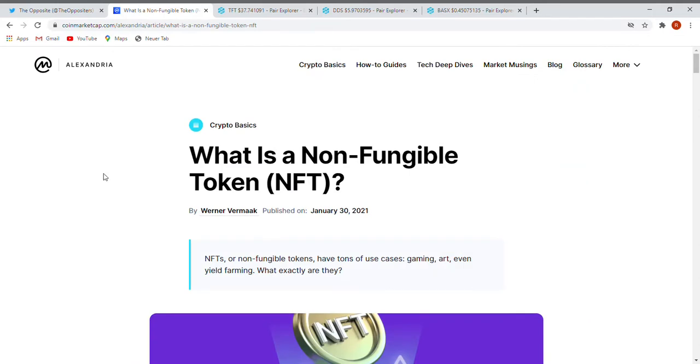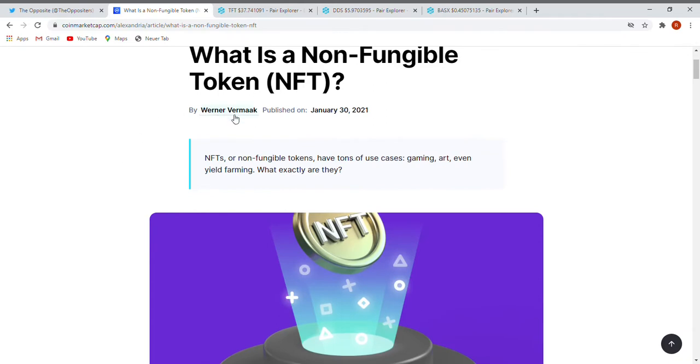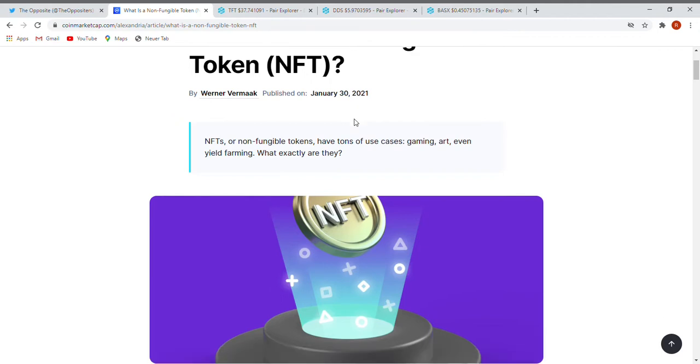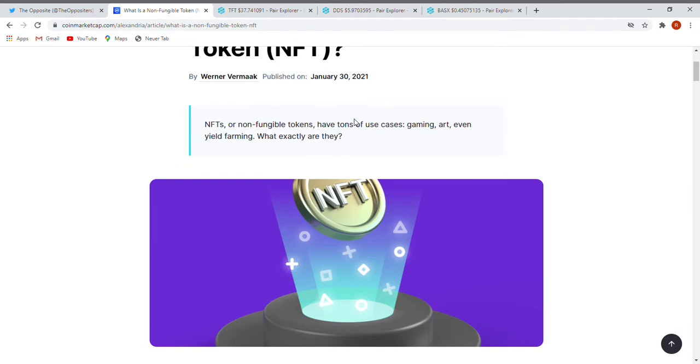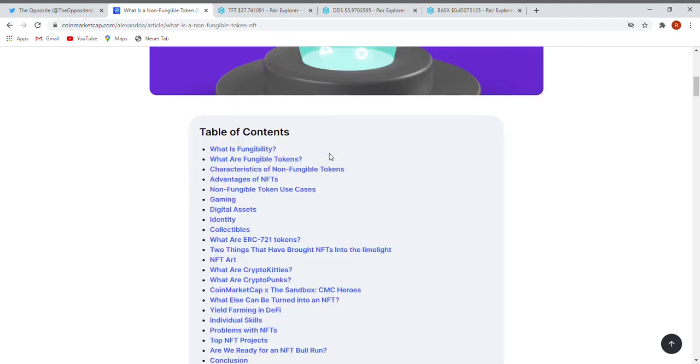token is. NFTs. This article by Werner Vermaak from 3rd January is very nice. It's not old, so it's a pretty new article. I will only read something about it and tell you a little bit of it. NFTs or non-fungible tokens have tons of use cases: gaming, art, even yield farming. What exactly are they? Table of contents.